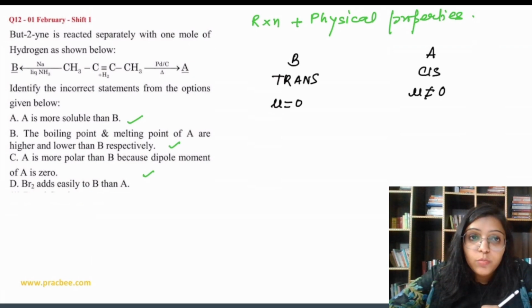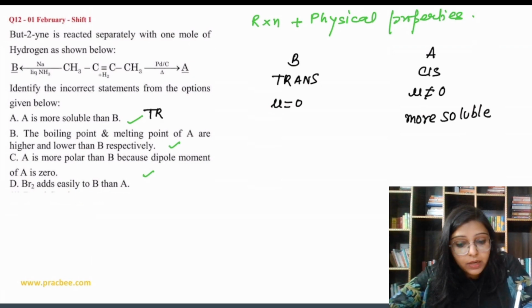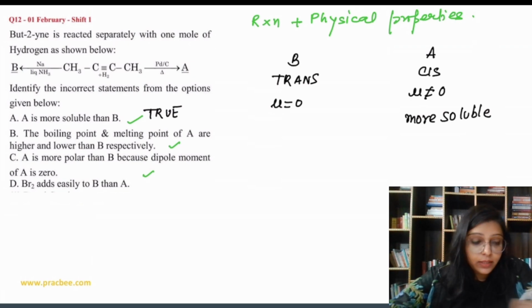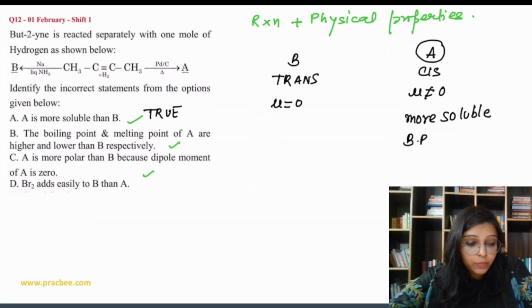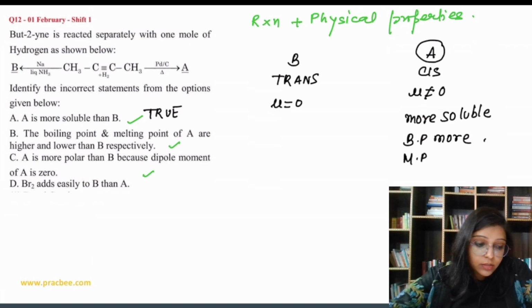So the question: A is more soluble than B. So cis dipole moment is not equal to 0, so yes, it is more soluble. So if it is more soluble, this statement is true. Okay? Next. Boiling point and melting point of A are higher and lower than B respectively. It says boiling point of A is higher. Yes, the boiling point of A is more due to more dipole moment, right? But what about the melting point? Melting point of A is lower. Yes, melting point is lower.